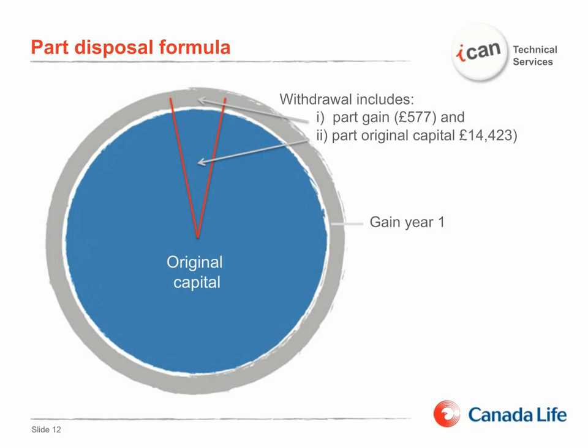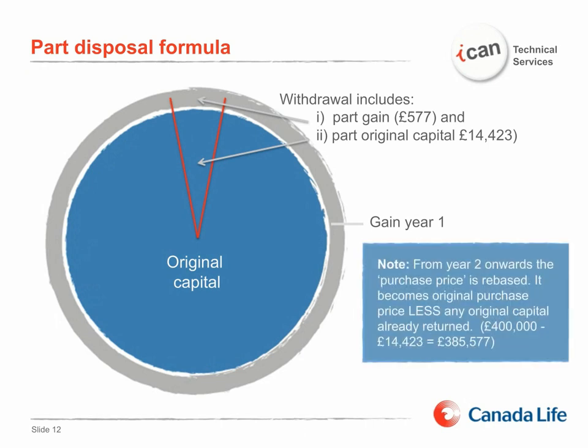Coming back to our example where the withdrawal contains some original capital and some gain, we now know that the original capital returned was £14,423 and the portion relating to the gain was just £577. Remember that each year you have to rebase the purchase price by deducting the amount of original capital already returned. So, at the end of year two, the purchase price would be $400,000 minus $14,423, giving you a rebased value of $385,577. This rebasing would need to be done every time there was a withdrawal.